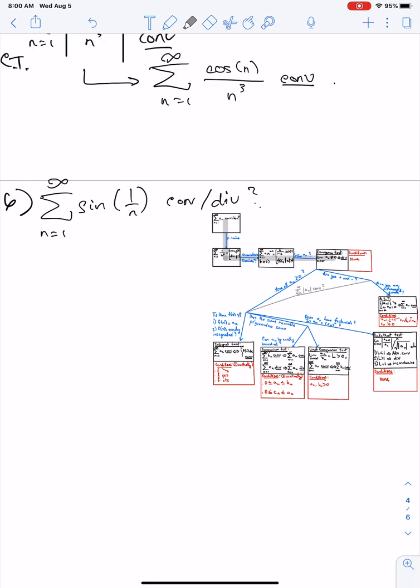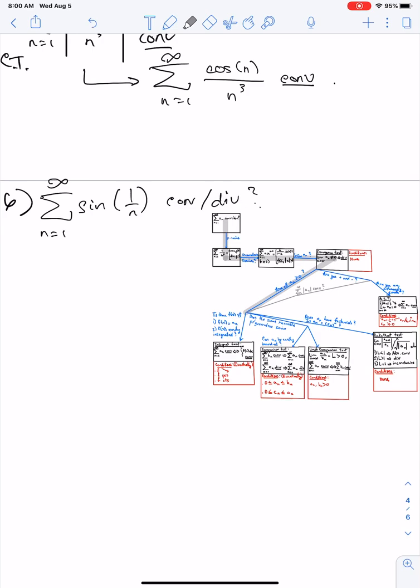So is every term going to be positive? Yes, so what do we think? Well, it should be positive, right? Because 1 over n is going to be less than or equal to 1. So we're looking at sine of something less than pi, so it's just going to be positive.